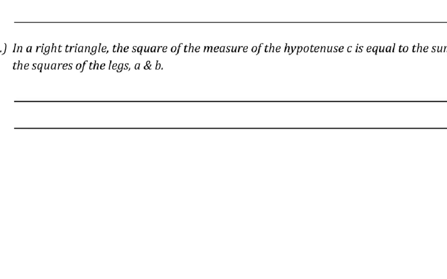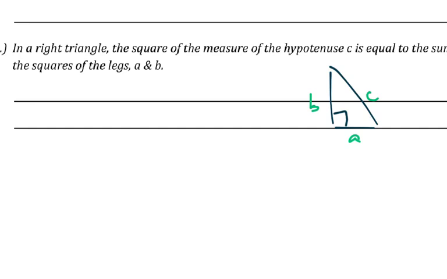So in a right triangle, draw a right triangle, and as you may or may not remember, right triangles have 90-degree angles, and we indicate that with a little box in that corner that communicates that it's clearly a 90-degree angle. The square of the measure of the hypotenuse C. Well, this is a little vocabulary you might be rusty on, but the longest side of a right triangle is the hypotenuse, so let's label that C, is equal to the sum of the squares of the legs, A and B. Well, here are the legs, A and B.